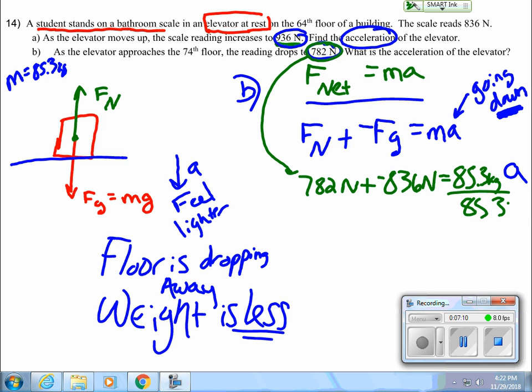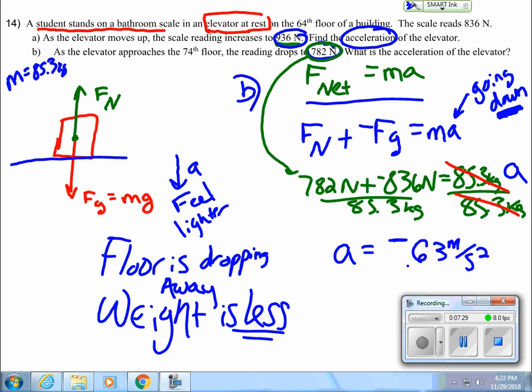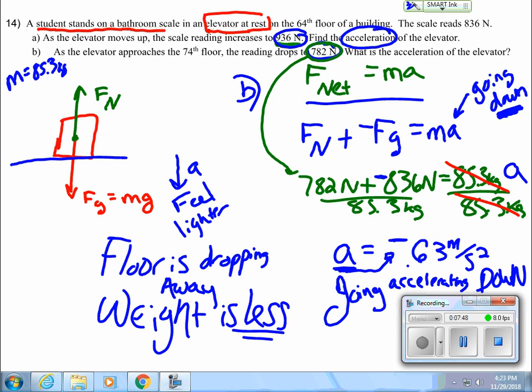Divide by 85.3 kilograms. These units cancel out. All right, final answer: a is equal to negative 0.63 meters per second squared. And where did I get the negative from? I don't want to forget that. The negative just means going down, or accelerating downward. There you go.